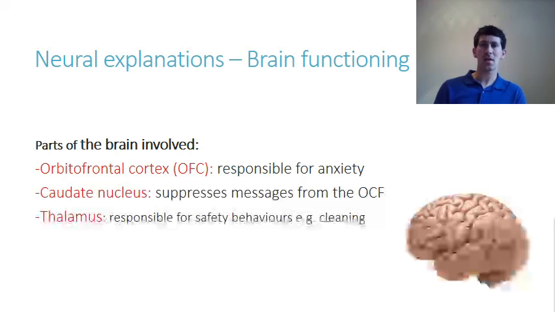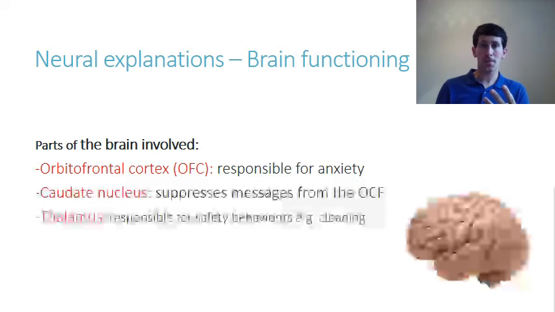The thalamus is another part of your brain, and this is responsible for all the safety behaviours that you do. It might be cleaning, it might be washing, it might be doing a certain action to move something out of your way. So if we use the hot stove example, as soon as the caudate nucleus allows that through, the thalamus is the thing that helps you act, helps you move your hand away from that hot stove. So these are the three parts of the brain that are involved: the orbitofrontal cortex, the caudate nucleus, and the thalamus.